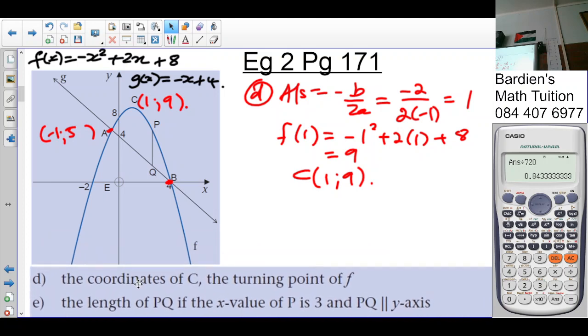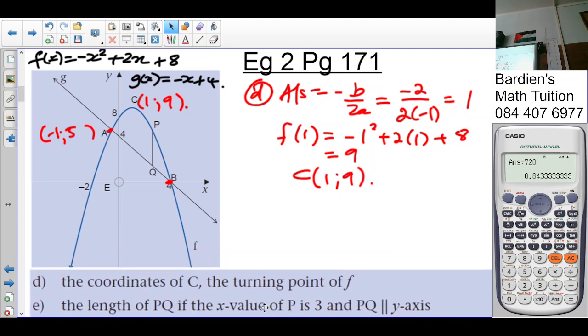Find the length of PQ, if the x value of P is 3 and PQ is parallel to the y-axis. Calculate the length of PQ. See that length there?